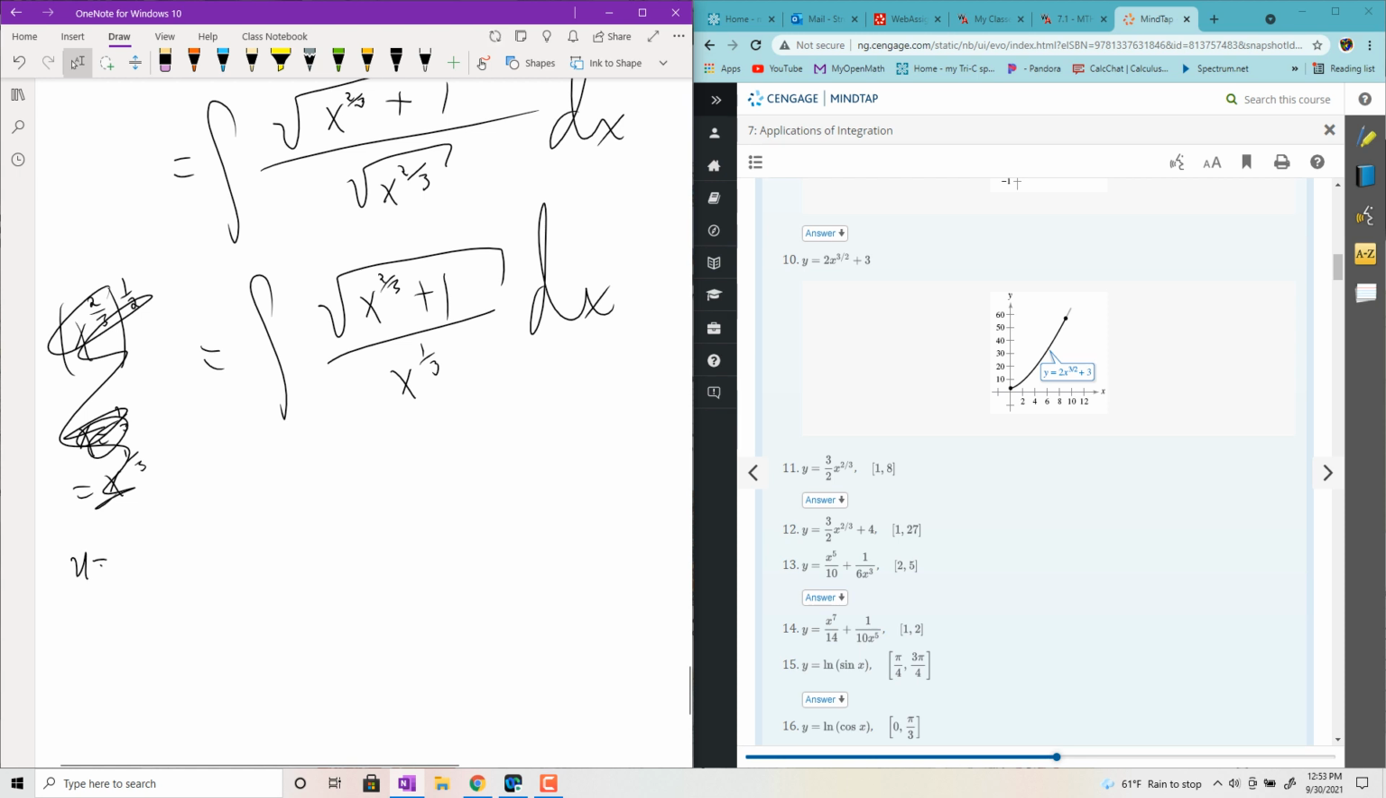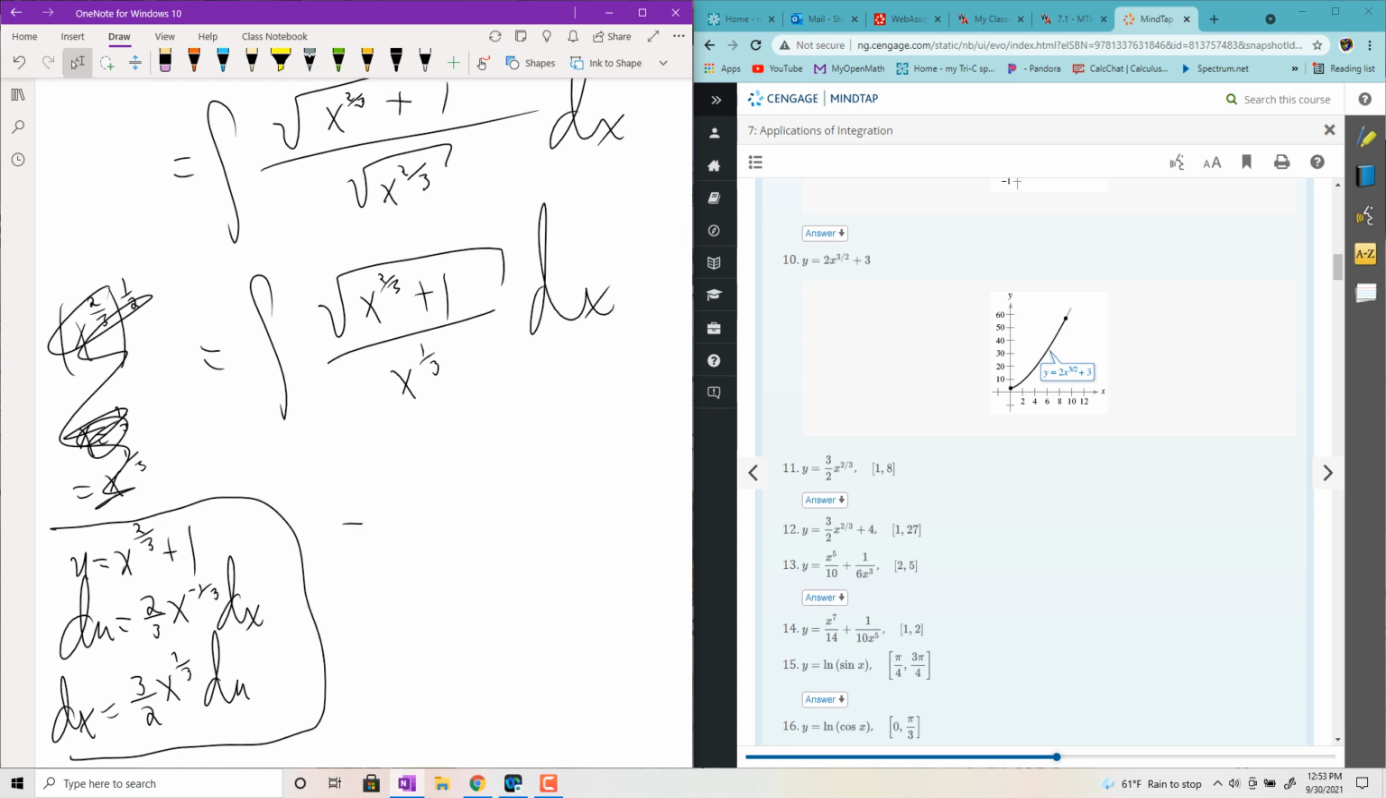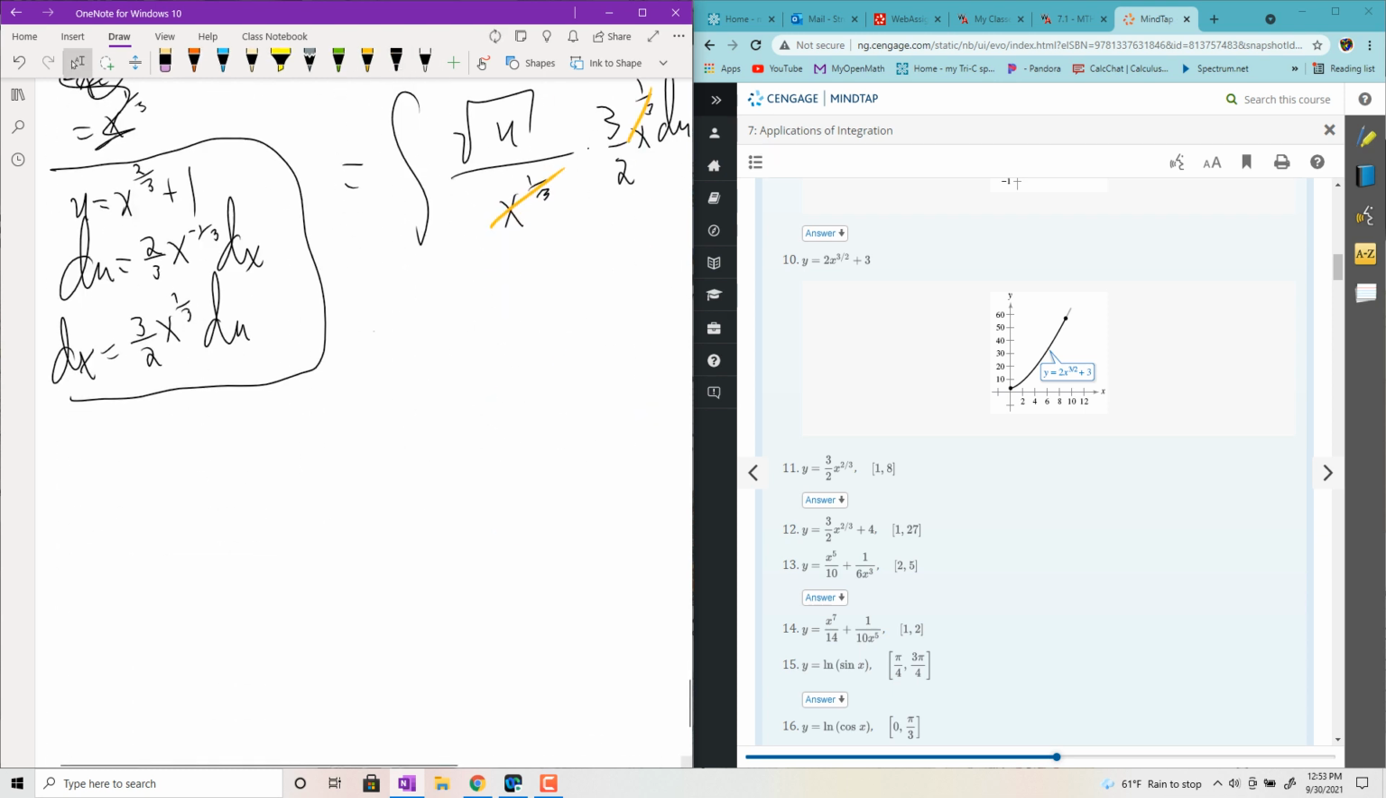Okay. So if you allow u equal x to the 2/3 plus 1, du will be 2/3 x to the negative 1/3 dx, and therefore dx will be 3/2 x to the 1/3 du, and you get the 1/3 that's in the denominator to cancel out. So you get the integral of the square root of u over x to the 1/3 times dx, which is now 3/2 x to the 1/3 du. Nicely, there's a cancellation of the x parts. You can factor out the 3/2, and then you have the integral of u to the 1/2 du.